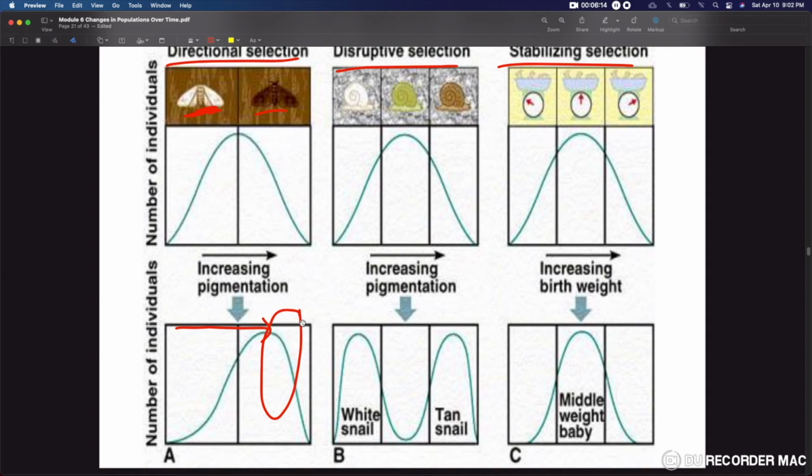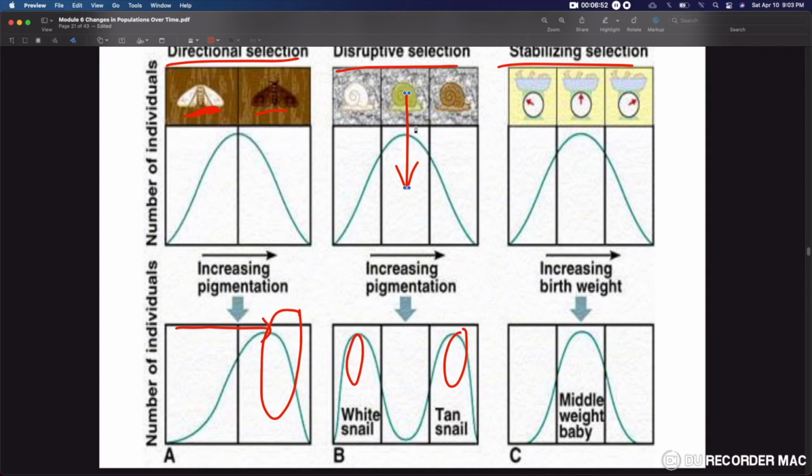Now for disruptive selection, the intermediate organism is the one that is selected against. This is the case of the snail, where the middle organism gets eaten more regularly than your blacker colored snail and your whiter colored snail. That's your disruptive selection. The selection pressure applies on the intermediate organism.